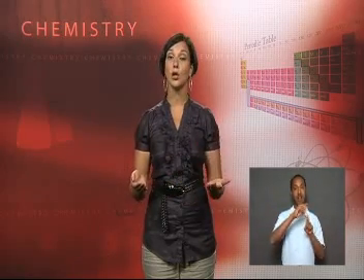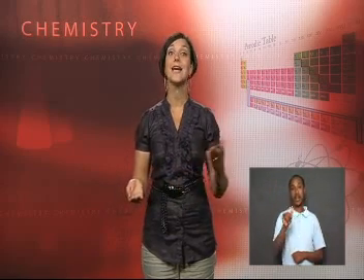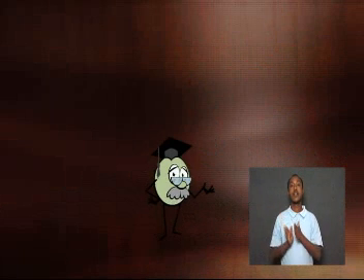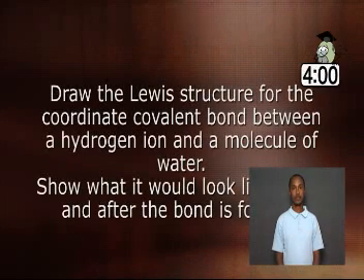Students, please draw the Lewis structure for the coordinate covalent bond between a hydrogen ion and a molecule of water. Show what it would look like before and after the bond is formed. Students, let's get ready. Begin.